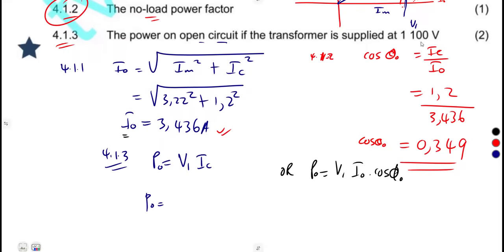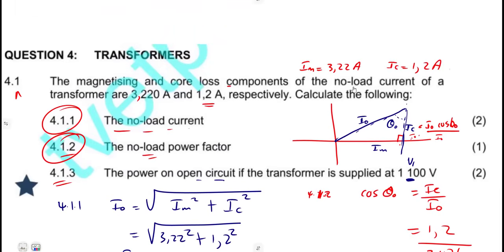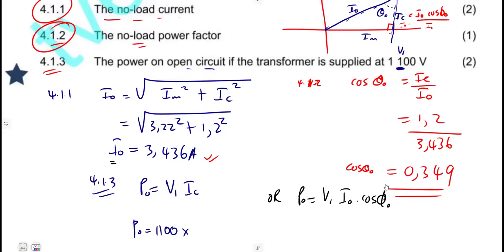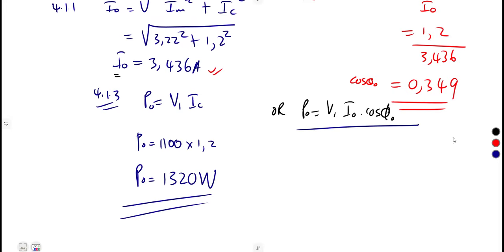That's V1, this one, 1,100 that you're given, times Ic. Your Ic is given, sorry for that. Our Ic is what? 1,2. Remember that you're given this. So that was going to give us the power at no load of 1320 watts. Okay. From this one, it was just going to be a little bit different because you are using rounded off values.